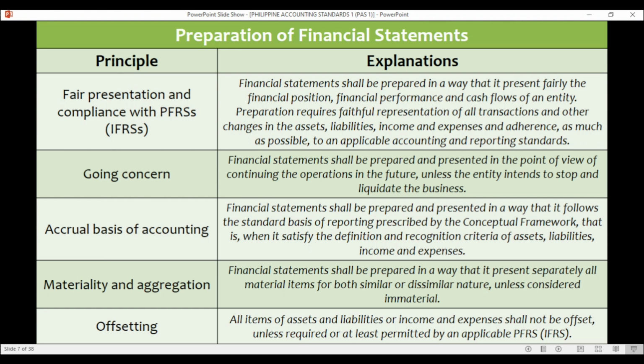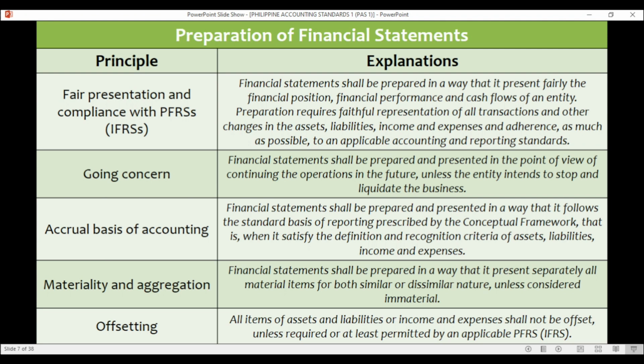Accrual basis of accounting. General rule of accounting, financial statements should be presented on an accrual basis, meaning financial statements shall be prepared in a way that it follows the standard basis of reporting prescribed by the conceptual framework. What does it mean? When it satisfies the definition and recognition of assets, liabilities, income, and expenses. So therefore, we are referring here with accrual basis to recognizing accounts receivable, accounts payable, accrued income, and accrued expenses, and other deferrals.